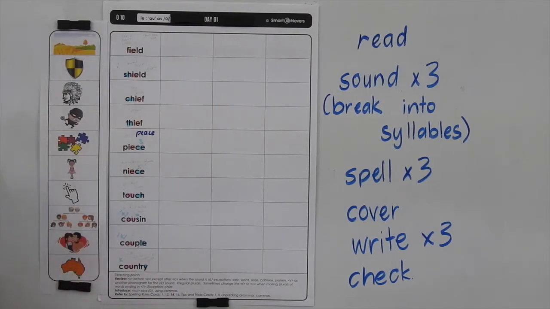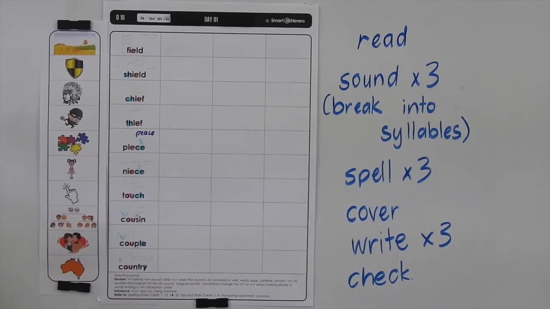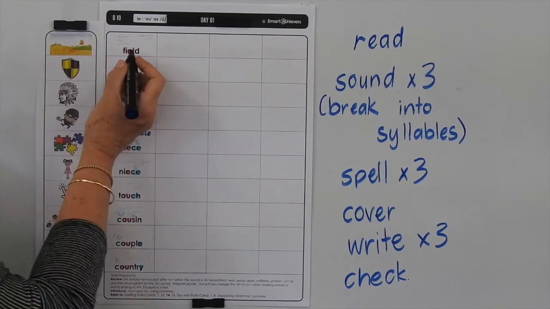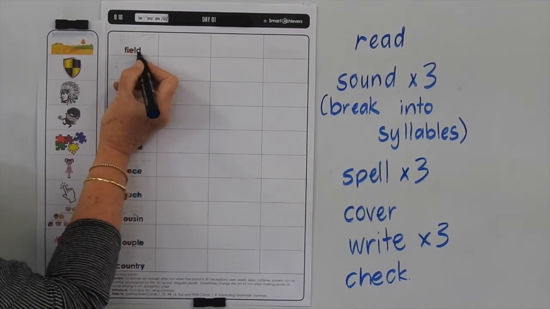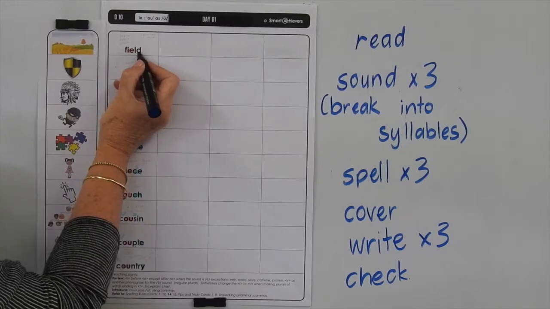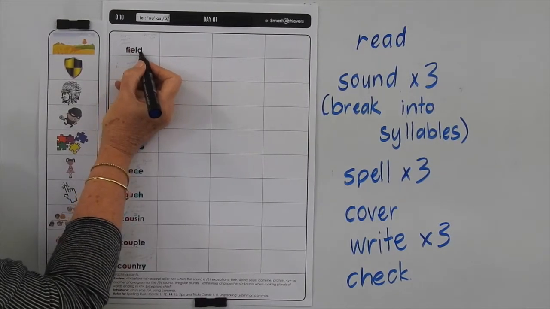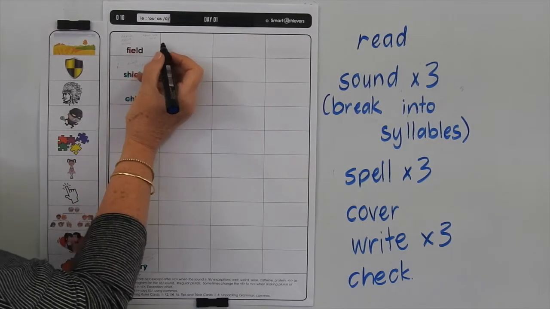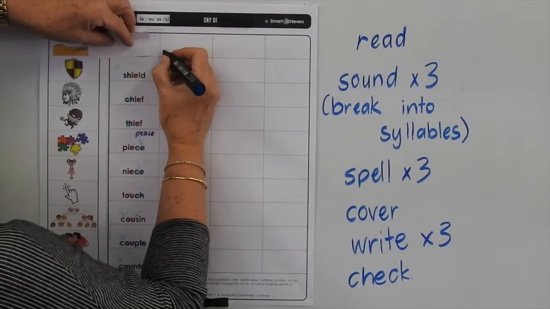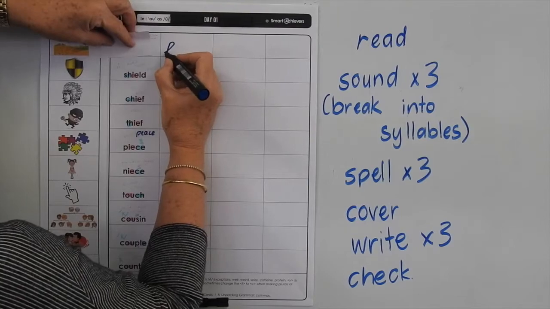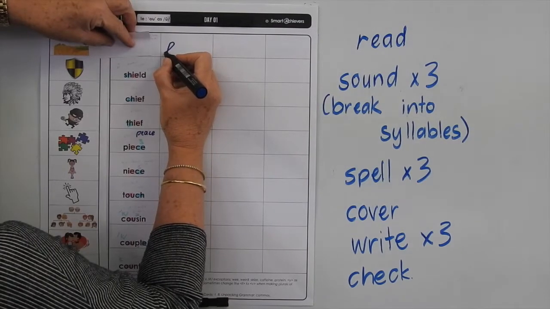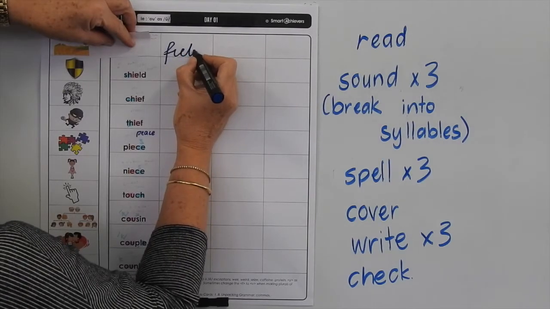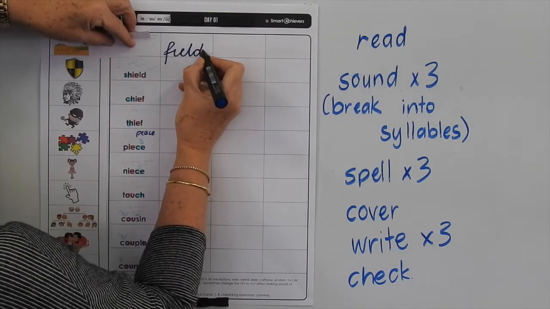Now let's go back and read the words, sound the words and spell them. So we've got field, field, F-I-E-L-D, F-I-E-L-D. And to cover it and write it, you do your F. You've got to use the bar as the upstroke, field. Go over for the D and come back around.